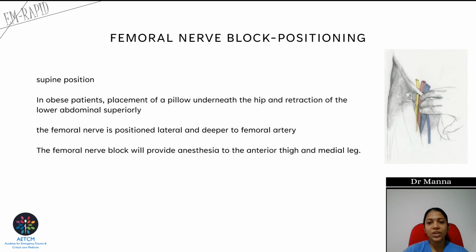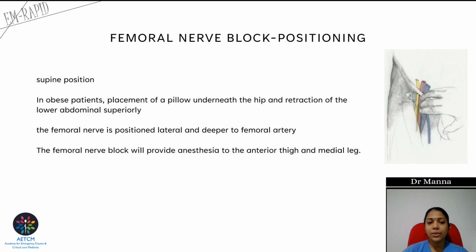So, if you are planning to give a femoral nerve block, first, how to position the patient. Make the patient supine. If it is an obese patient, just keep a pillow beneath the hip and retract the lower abdomen superiorly. The femoral nerve is positioned as shown in this figure. It is positioned as vein, artery, nerve from medial to lateral. So the nerve will be the lateral most. The femoral nerve is positioned lateral and deeper to the femoral artery.